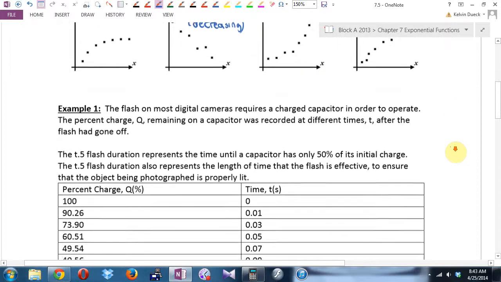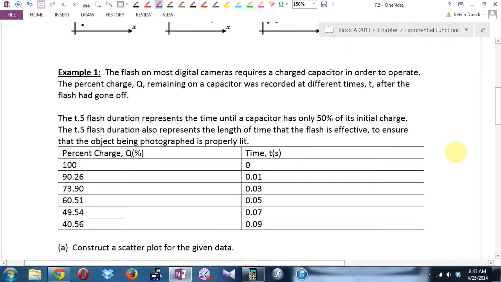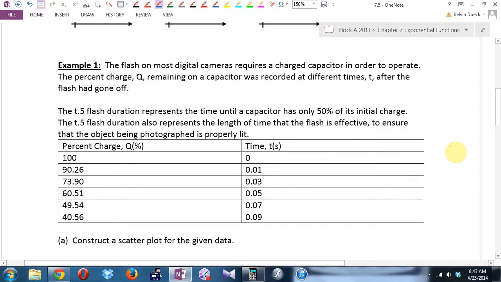So I'm big on teaching physics and finding applications. Here is one. The flash, it turns out, on most digital cameras, not on the phones, but on the old cameras where the flash had to slowly charge up. Remember when you'd hear it kind of whining, very high-pitched, and then it would charge up, and then it would flash? It requires a charged capacitor in order to operate. They've since redone the circuit a little bit.